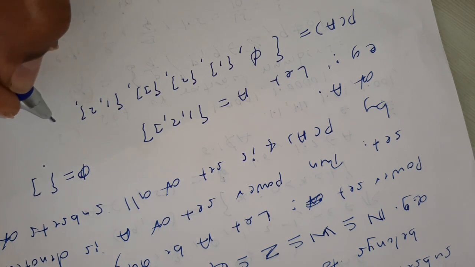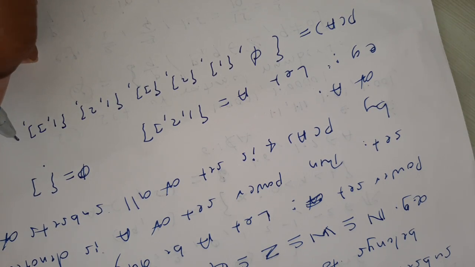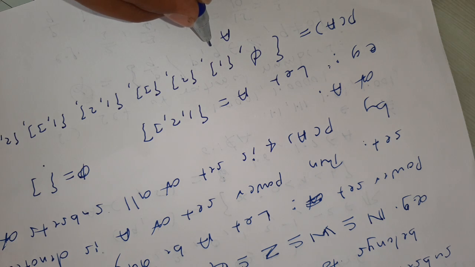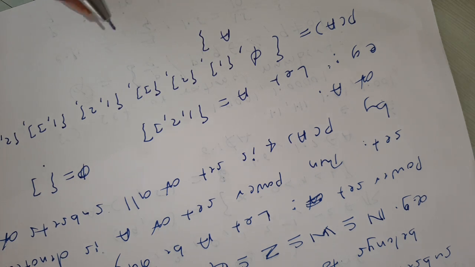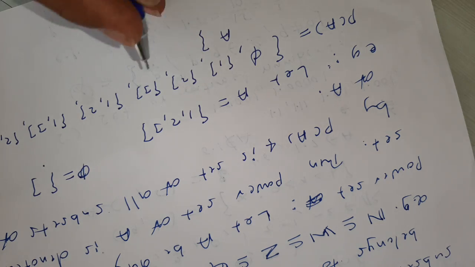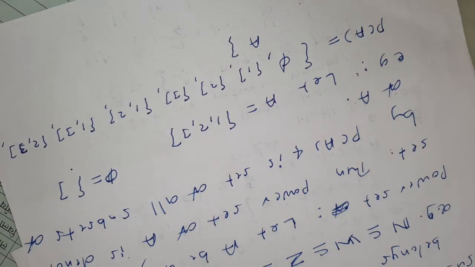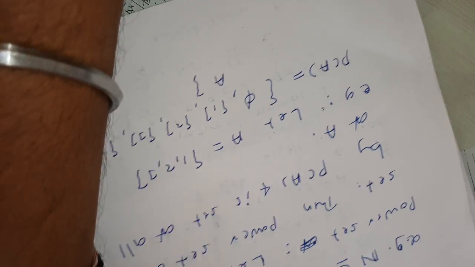Then {1, 2}, {1, 3}, {2, 3}, then A itself, that is {1, 2, 3}. So this is the set of all distinct subsets of A and is denoted by the notation P(A), or power set of A.